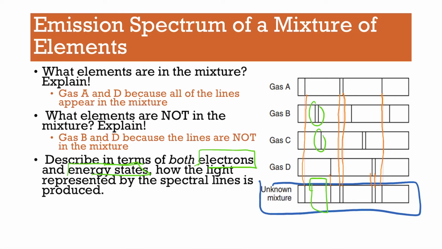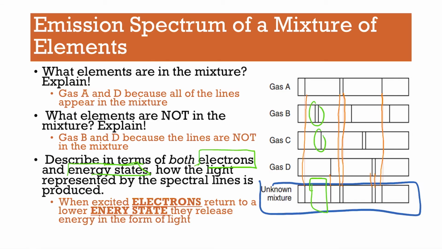If your answer doesn't contain both of those things and how they relate to the answer, that answer will not be marked correct. So a simple answer could be, when the electrons return to a lower energy state, they release energy in the form of light. So here we have our answer, our term electron and energy state.